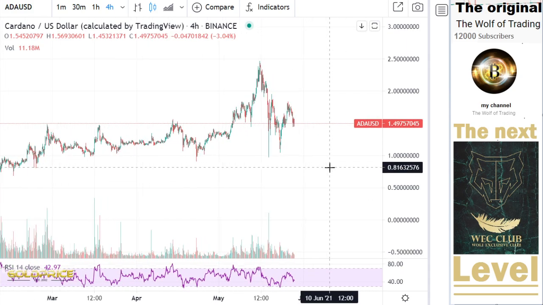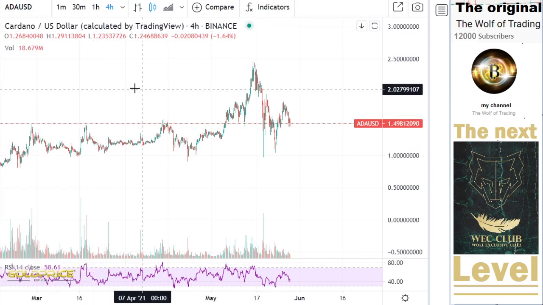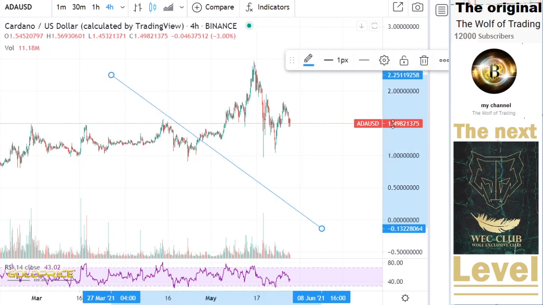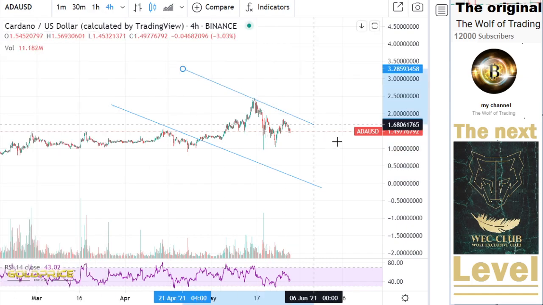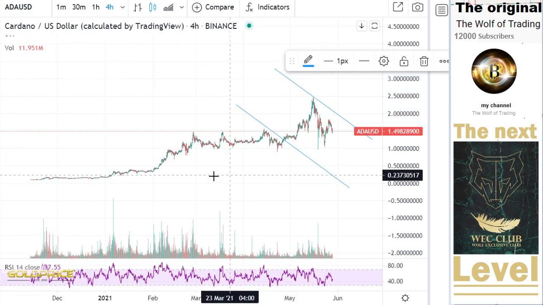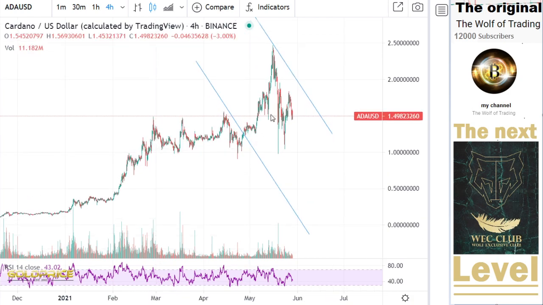In which direction could it go? The point is we are still in a negative channel. That means the channel is active. The price is in this negative channel, and we could not go in any direction. So we have to look in which direction we could go at the moment.